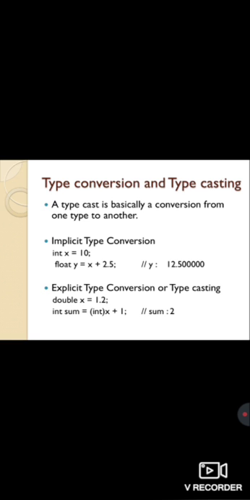The automatic conversion of one data type into another data type is known as implicit type conversion. It is done by the compiler. For example, int x = 10, float y = x + 2.5. Here x is an integer variable. So 10 + 2.5, we are adding integer data with the float data. So implicitly the compiler converts the type of the int to the float. As a result, 12.5 will be stored into the variable y.